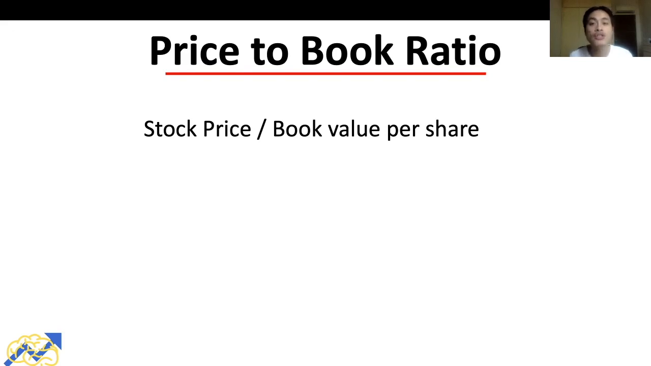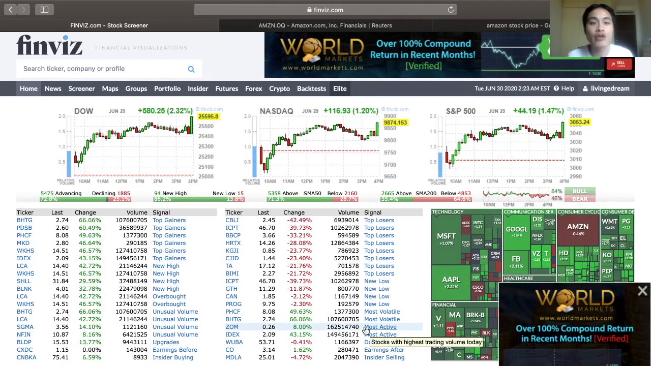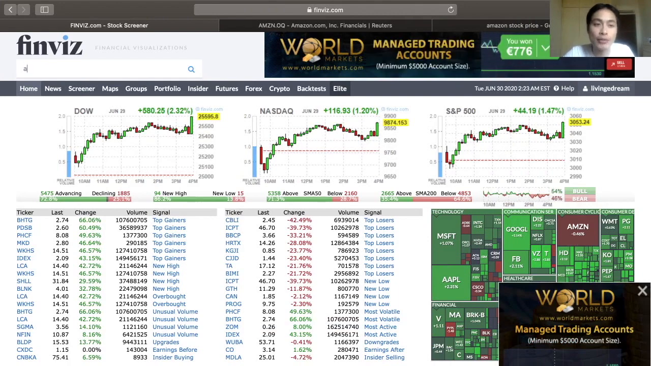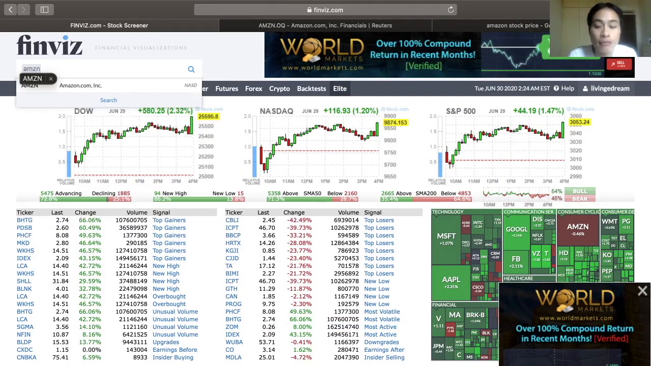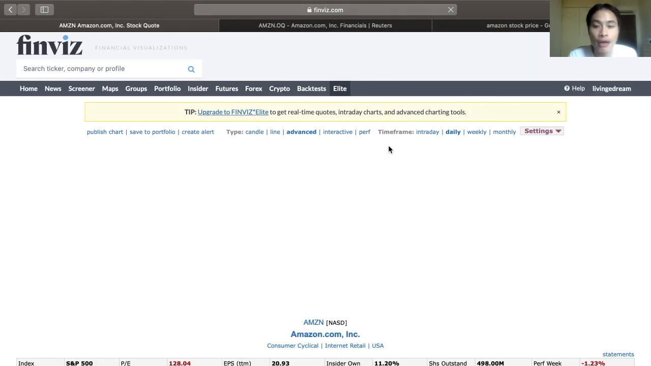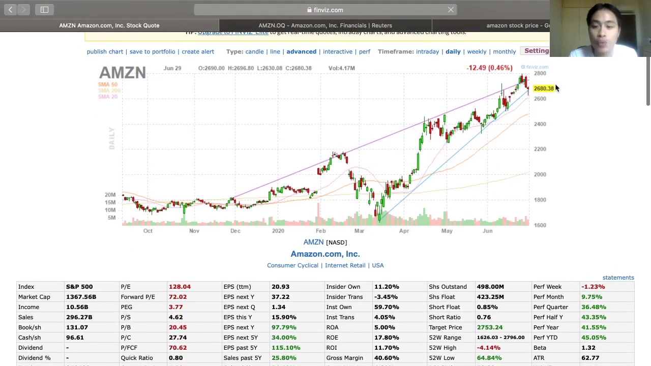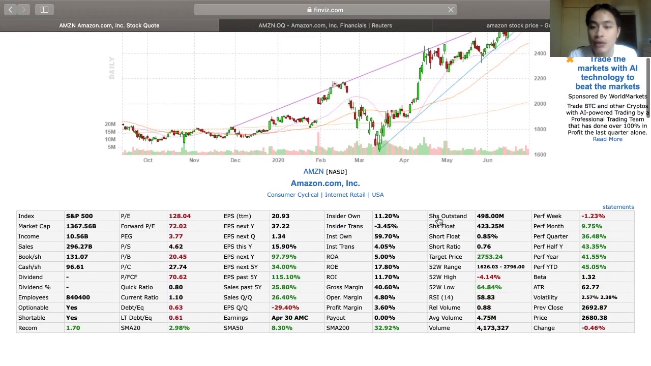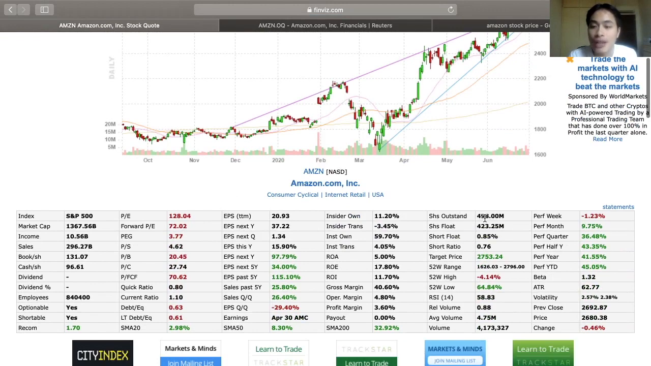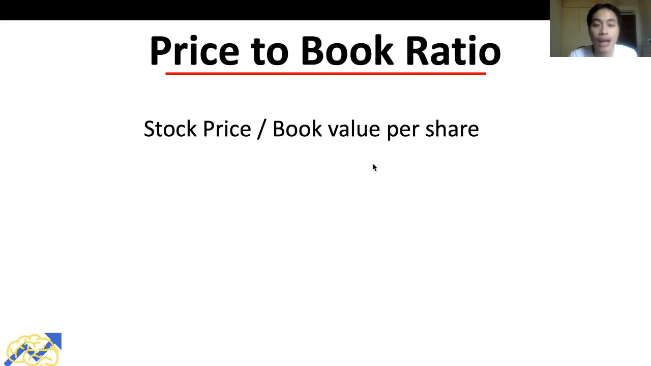So how do we calculate the total shares outstanding? To do that, we have to use the financial website, and the website that I use is Finviz. Right, so the first thing that we want to do is to search for Amazon. So Amazon ticker symbol is AMZN. Okay, so now that we are on Amazon page, we can see that the total shares outstanding in this case is 498 million.